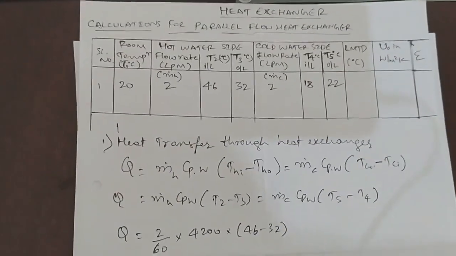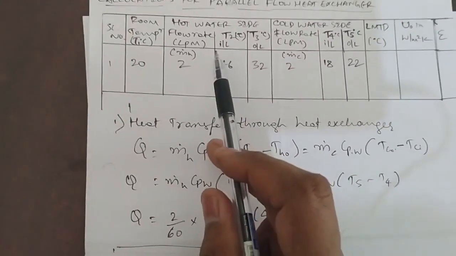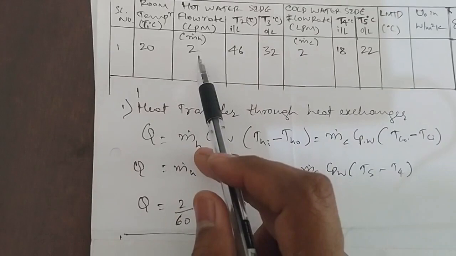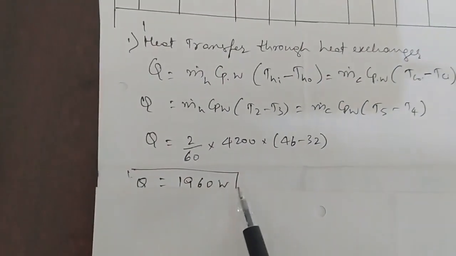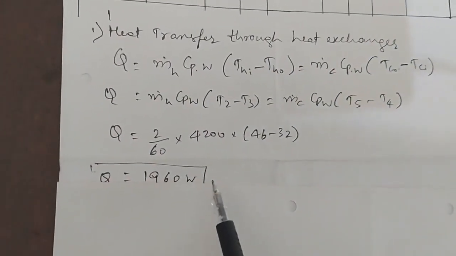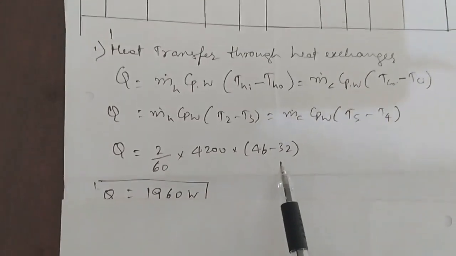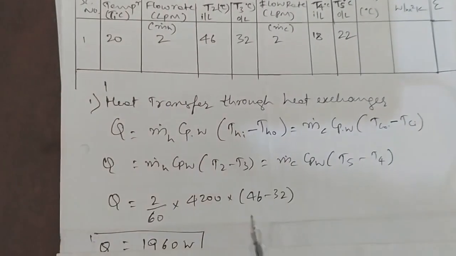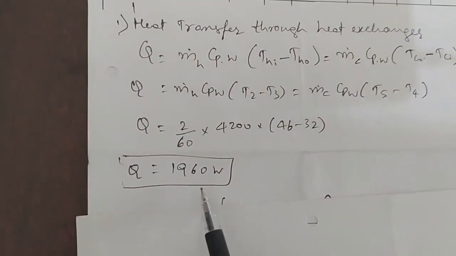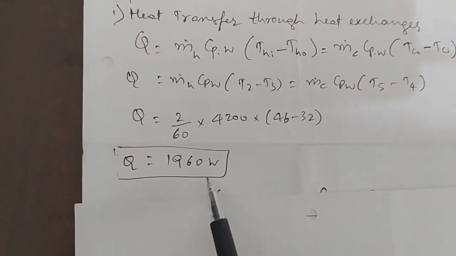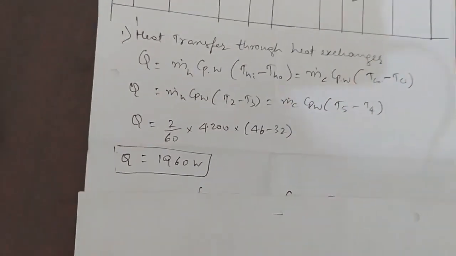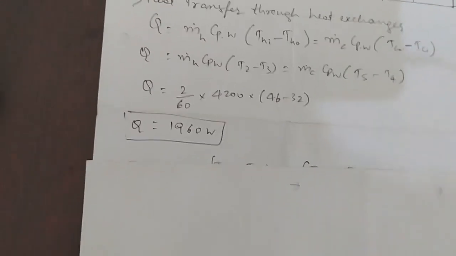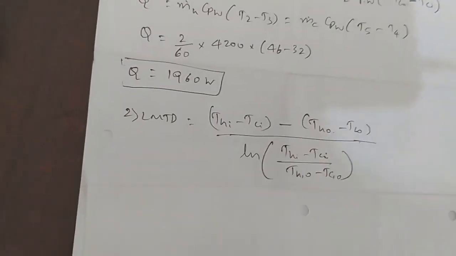2 by 60, because the flow rate is in LPM, 2 liters per minute. So to convert to kg per second, you have to divide by 60, and specific heat of water is 4200 joule per kg Kelvin, and you substitute the temperatures THI, that is 46 minus 32. So we obtain Q equals 1960 watt. After calculating the rate of heat transfer, the next step is to find the logarithmic mean temperature difference. For that, this is the equation.